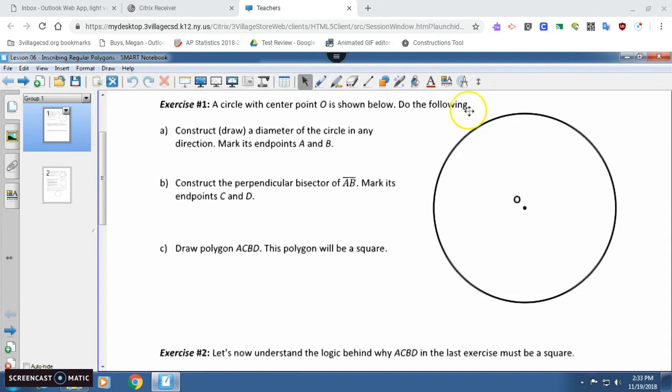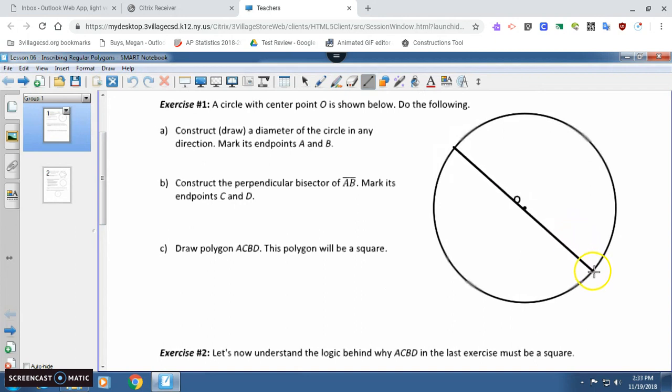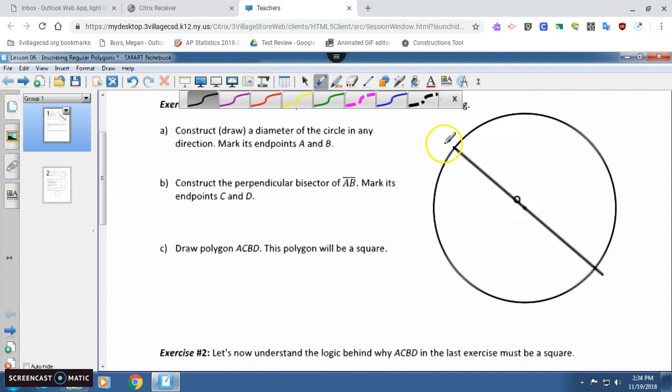First thing we're going to do is draw in a diameter. The most important thing about a diameter is that both ends of the diameter touch the circle and it passes through the center. You can draw any diameter you want. As long as there are 2 points on the circle and it passes through the center, then it's technically a diameter. Wherever your endpoints lie, we're going to label them as A and B.